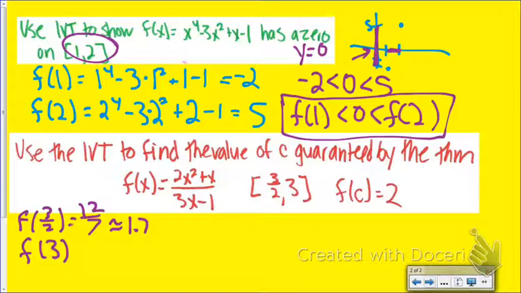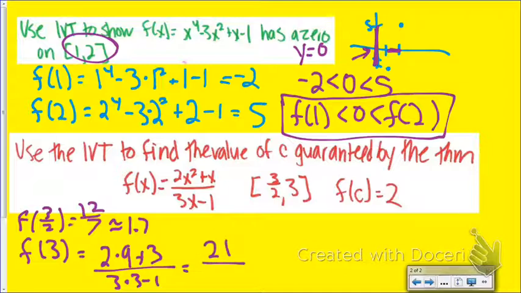So I'm going to evaluate f of 3 now. I'm going to plug in 3 to that equation. So I'm going to do 2 times 3 squared, which is 9, plus 3, divided by 3 times 3 minus 1. On the top, that gives me 18 plus 3, which is 21, over 3 times 3 minus 1, which is 8. So I get 21 over 8. If 21 over 8 is greater than 2, that gives me my proof. So 21 over 8 is like 2.6.